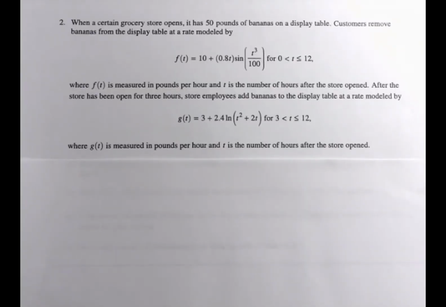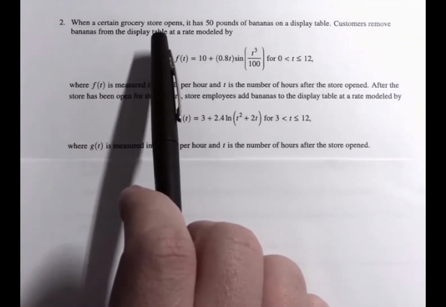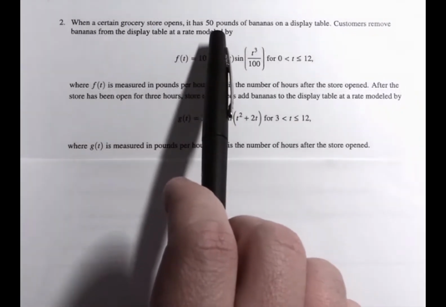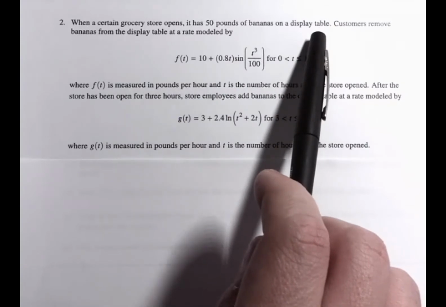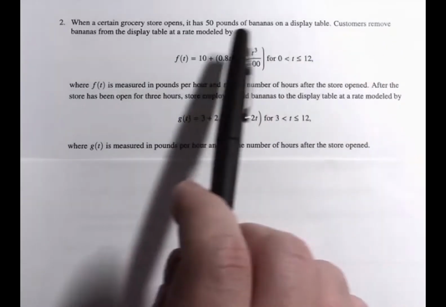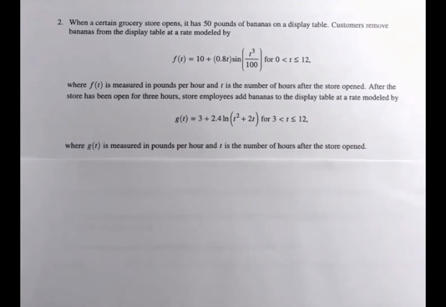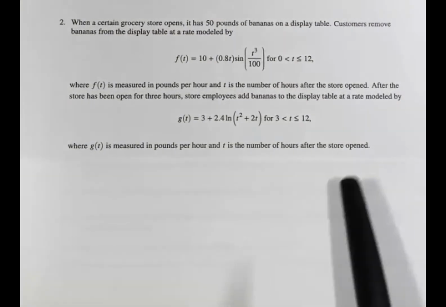So this problem has a grocery store. I hope you're all hungry. The grocery store is opened and has 50 pounds of bananas currently on a display table. But then the customers start removing these bananas, right? They're taking these bananas away. And how fast are they taking away the bananas?